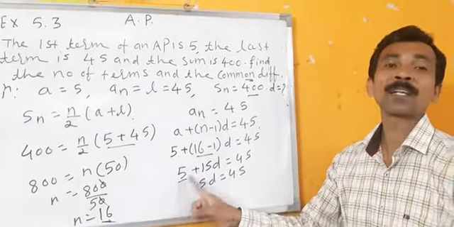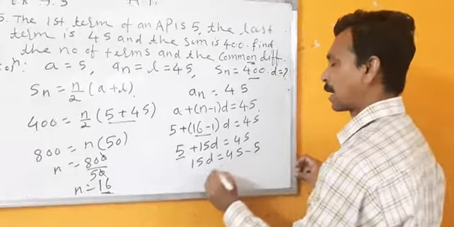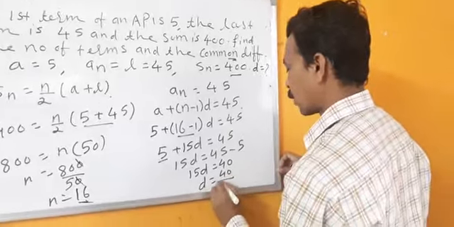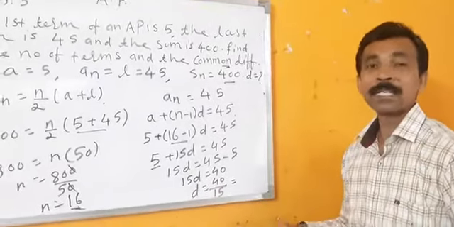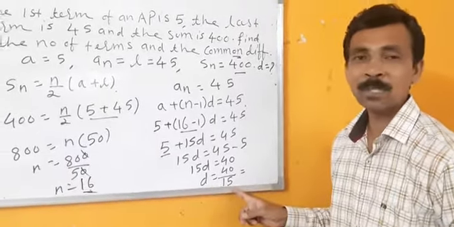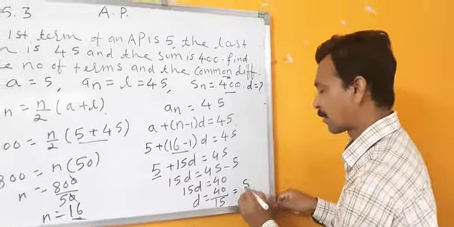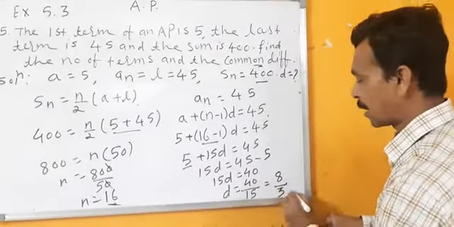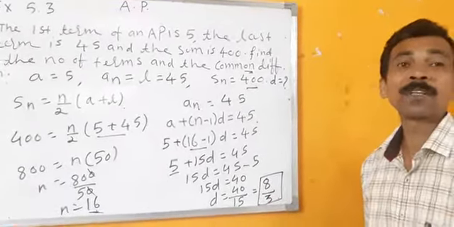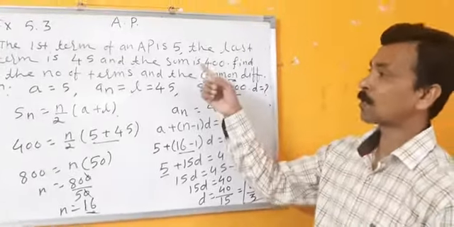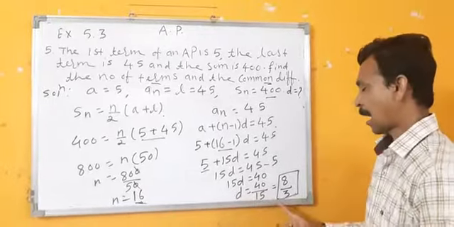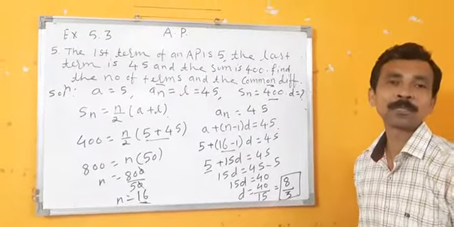This 5 which is on the left hand side will go on the right hand side, will become minus. 15d is equal to 40. d is equal to 40 upon 15. Reduce to its lowest term. 40 and 15, both numbers come in the table of 5. So it becomes 5 8s are 40 and 5 3s are 15. So value of D is equal to 8 by 3. So as per the sum, we have found the number of terms. Number of terms are 16 and common difference is 8 upon 3.